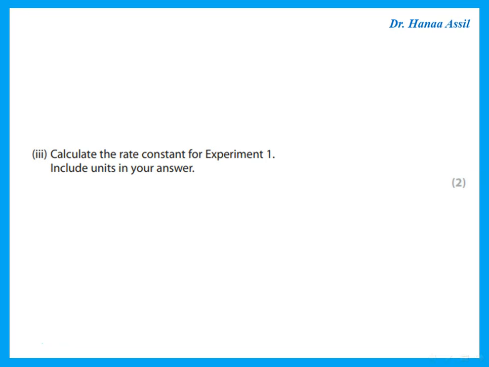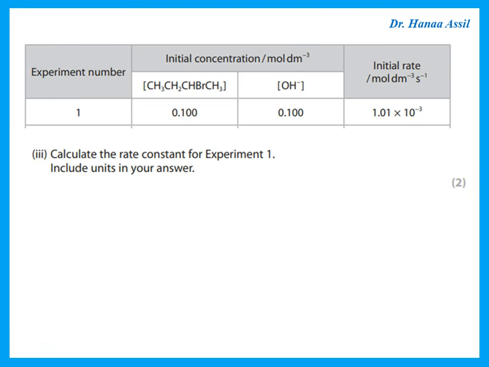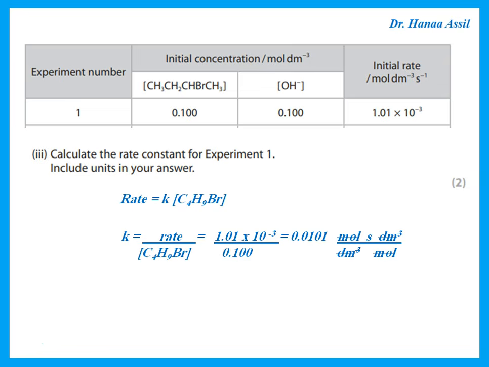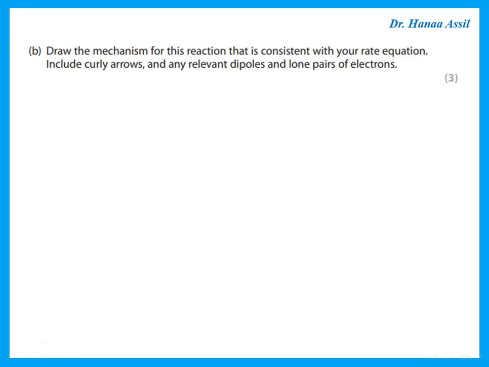Then he says calculate the rate constant for experiment. So looking at experiment 1, we put in the values for the concentration and the rate to get K, and this comes out to be a certain number. Remember the units, we have to put them in. The concentration is mole per decimeter cubed, and the rate is mole per decimeter cubed per second, and that means the overall unit is per second.